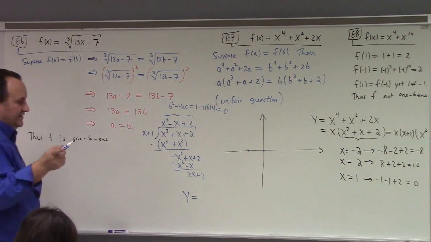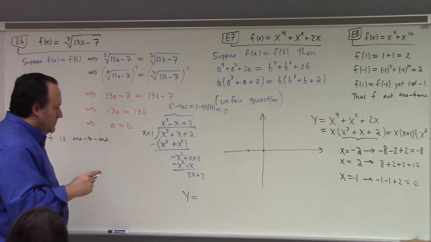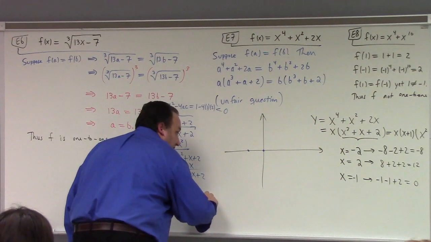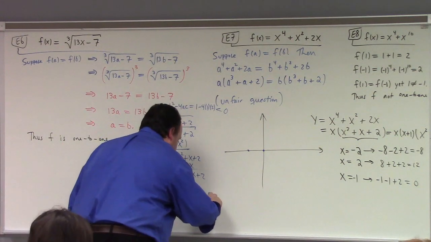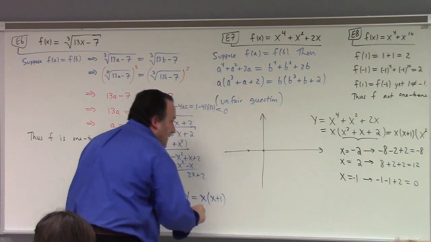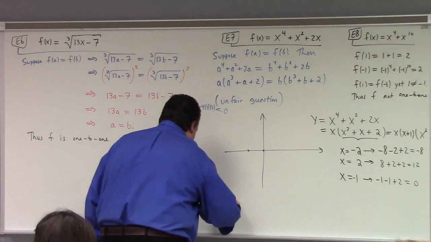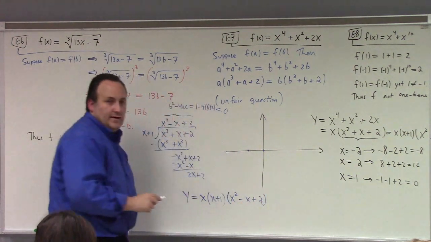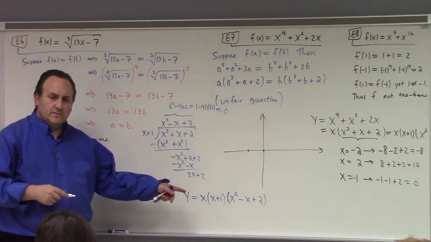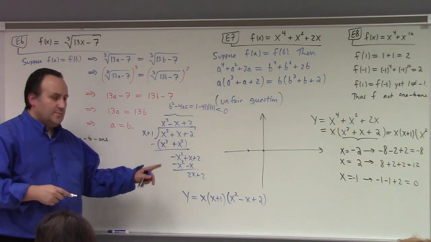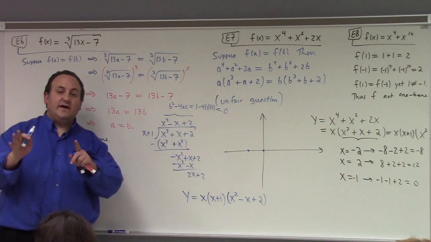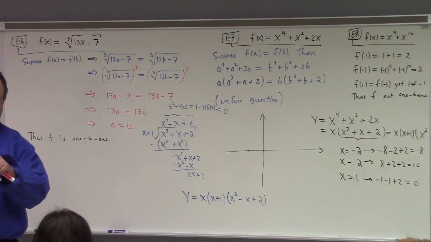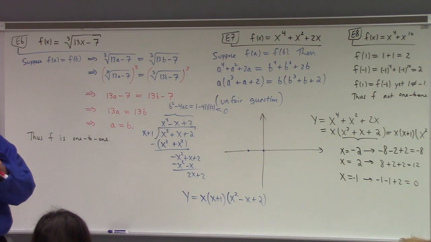No, that needs a what? So I believe what we have altogether for the quartic is y is equal to x times x plus 1 times x squared minus x plus 2. And you think that factors? It's a plus 2. If it was a minus 2, I'd be on board. But it's a plus 2, not a minus 2.